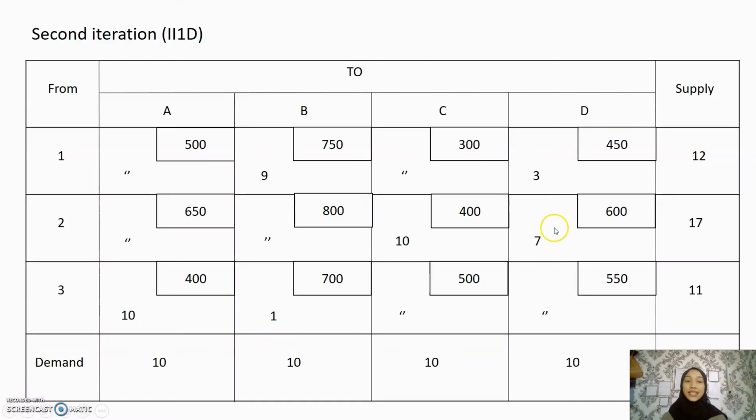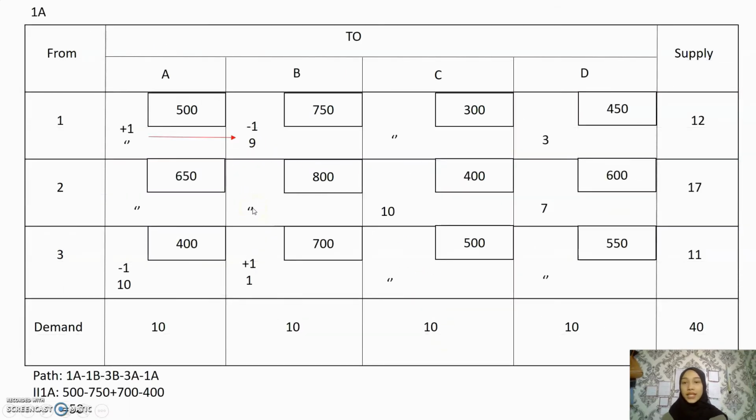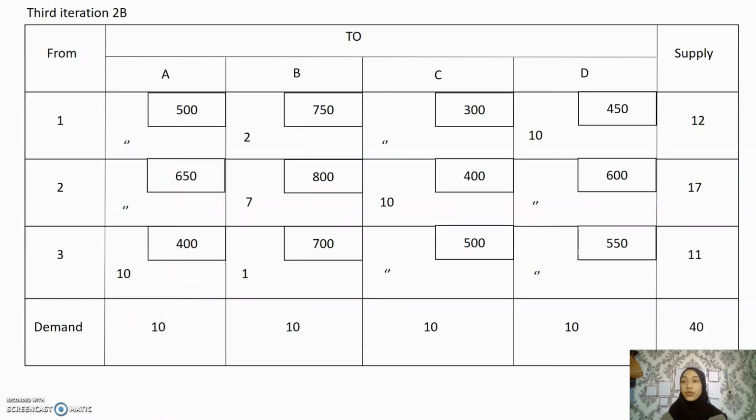At the second iteration, we did the same steps as the first iteration. Then at 1D, we replace the minimum number of the negative value. So at 1A, we plus 1, minus 1, plus 1, minus 1 and go back to 1A. The improvement index we got is 50. Then we calculate all the improvement indexes, and we get a negative value at 2B. So we need to do the third iteration.